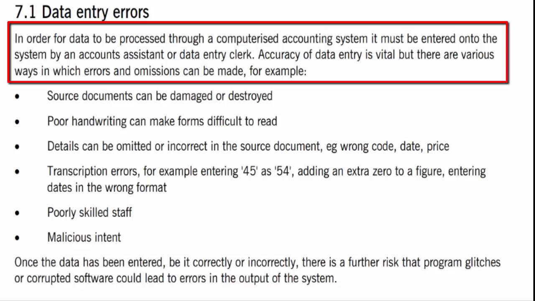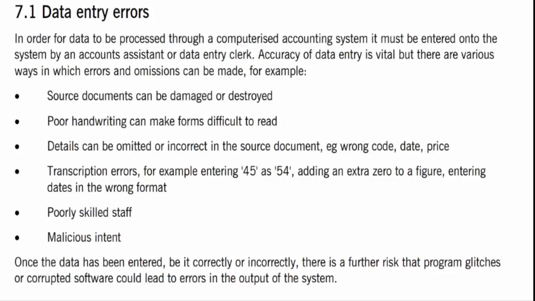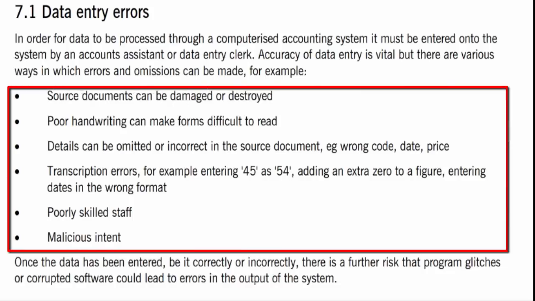According to Section 7.1 of the FIA FA1 book, data entry errors are one of the biggest risks in computerized accounting systems. If the data is entered wrongly, then the system will process wrong results, leading to serious consequences like inaccurate reports, wrong balances, or even legal trouble. Close quote. Let's now go through the 6 major reasons for data entry errors, and I'll give real-life examples for each one. Common data entry errors from FIA FA1 Book Section 7.1.